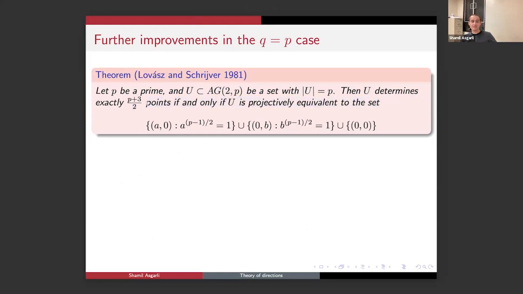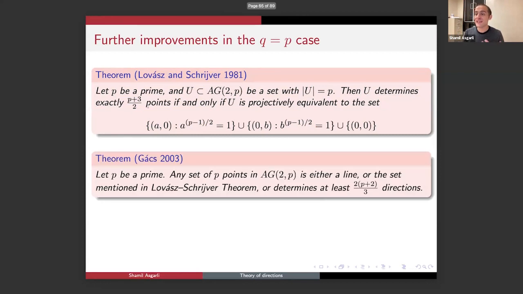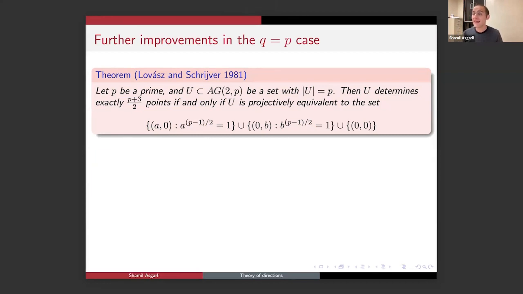It determines exactly (p plus 3) over 2 directions if and only if U is projectively equivalent to this set. So notice that this set has exactly p elements, because this has (p minus 1) over 2 elements, and this has (p minus 1) over 2 elements. That's together p minus 1 elements, and then there's one more element here. So together there are p elements. So these sets are very special because they determine exactly (p plus 3) over 2 directions. And they showed that these are the only ones. So the Rédei-Megyesi theorem is sharp, and Blokhuis and Schrijver were able to find the threshold case.